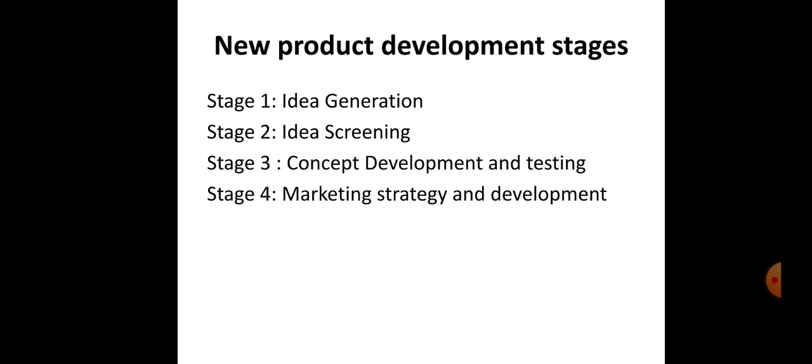The first step is idea generation. So idea generation is the first step in the new product development process. It is a systematic search to find out new ideas. It comes from everywhere and in any form. In the first stage, new ideas are collected from many sources like internal sources, from the customers, from the competitors, from the distributors and suppliers.